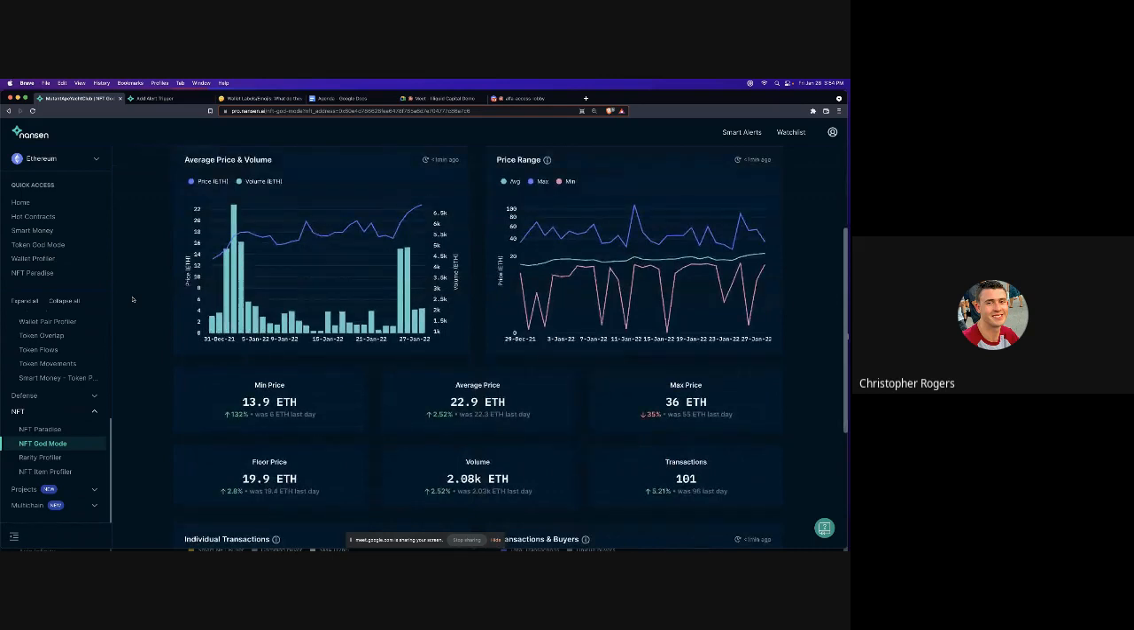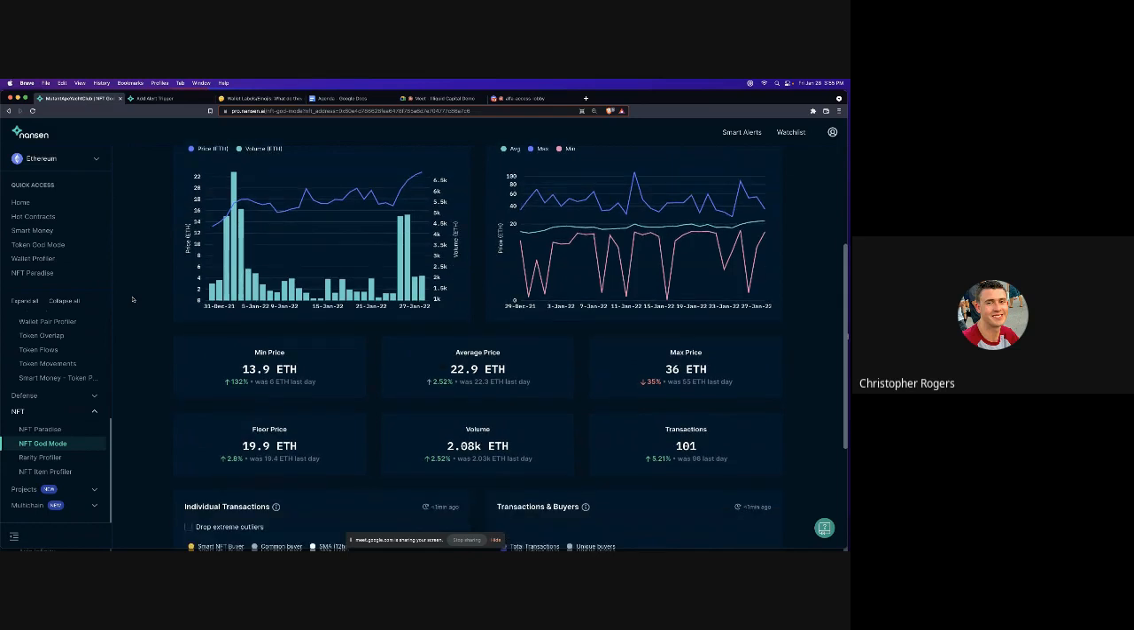Then coming down, similar to the other dashboards that we have, we can see the average price and volume, and the price range across the min, max, and average. Looking at this line graph on the price of Mutant Ape Yacht Club as a whole, we can see that we're in a trending market. For the most part, we moved from lows of 12 ETH, looking back at the 31st of December of last year, and almost nearly doubled in terms of its overall average price.